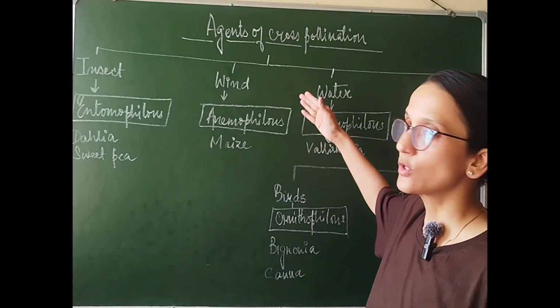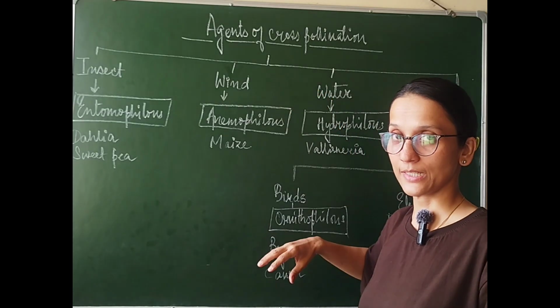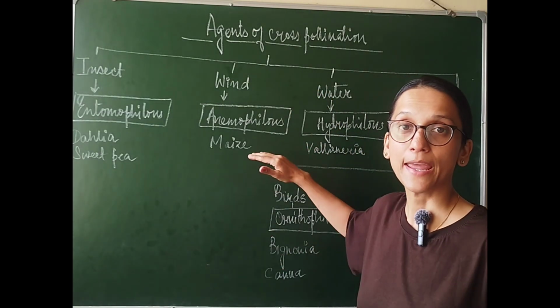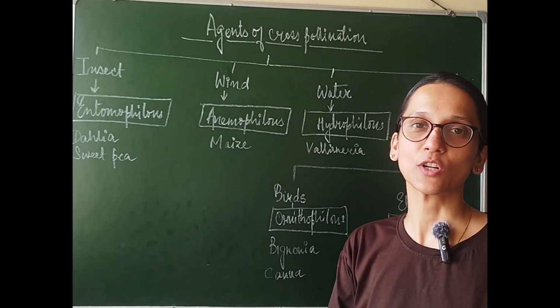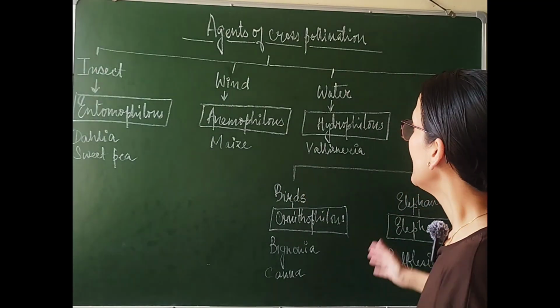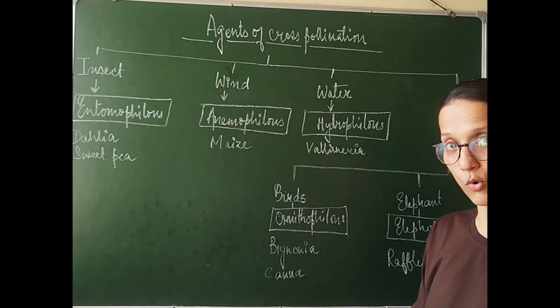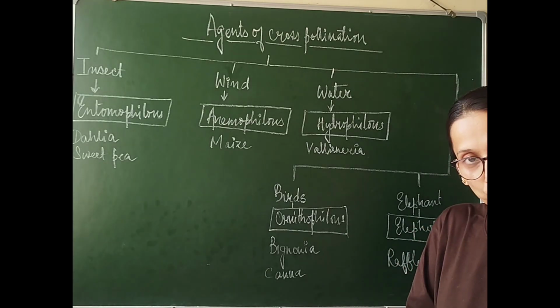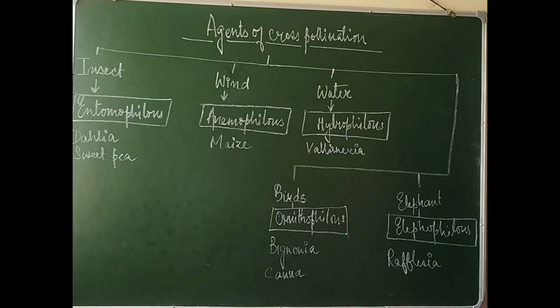द सेकंड वन इज विंड. अगर विंड से पॉलिनेटेड है देन द फ्लावर विल बी कॉल्ड एनिमोफिलस एंड इसका एग्जांपल है मेज एंड इस पॉलिनेशन को कहा जाएगा एनिमोफिली. Next is water. If the agent is water, then it is a hydrophilous flower and the pollination is hydrophily, जिसके example हैं Vallisneria.